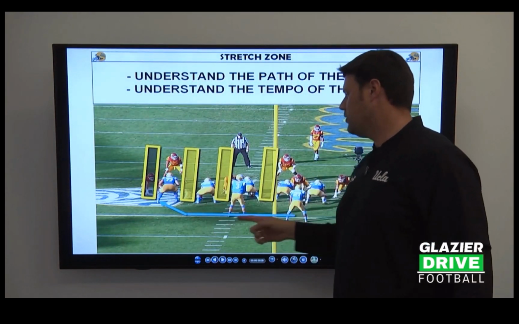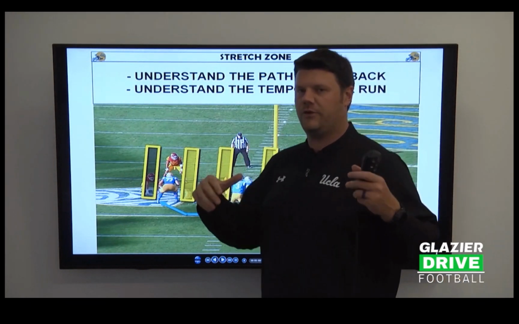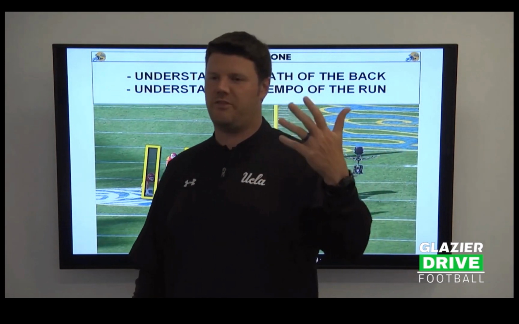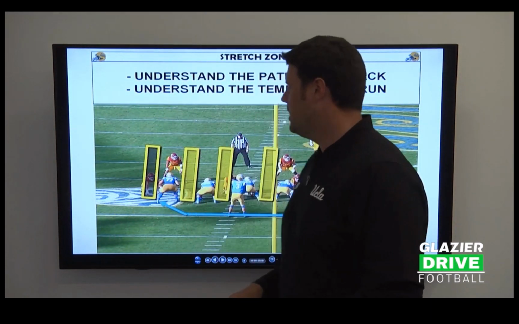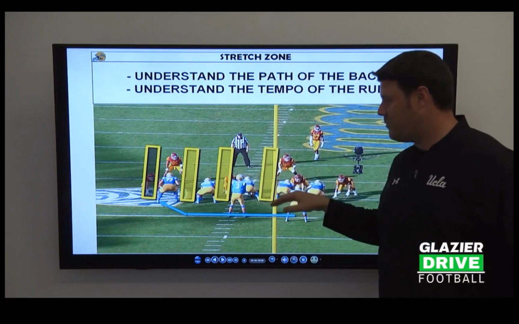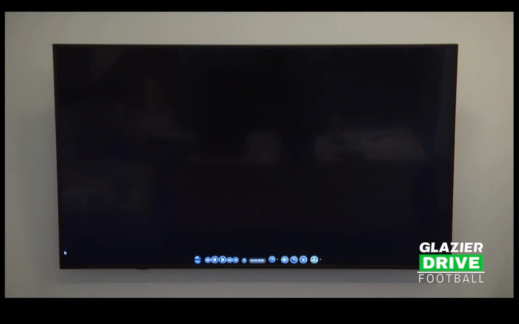Path of ball, track of ball, location of backer to the ball, all predicated on your angle of departure, how much help you can give, how thick you are, how thin you are, what techniques you use. Do you lock, do you pin, do you pull? All those things are based off the generic teaching of stretch zone, path of the back, and where he's looking to hit. Okay, so we teach that just like we do on the inside zone.